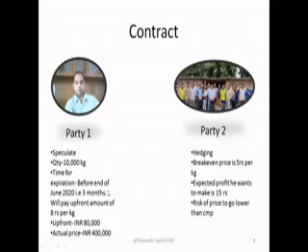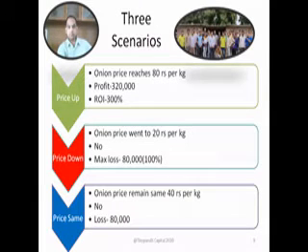So the actual price of the 10,000 kg at the current market price, which is 40 rupees, is coming to 4 lakhs. But party one has paid an upfront amount of 80,000, and it will use this in case. Let's see what happens. So there can be three scenarios. In the first, let's say the onion price goes up as party one predicted, and reaches 80 rupees per kg.